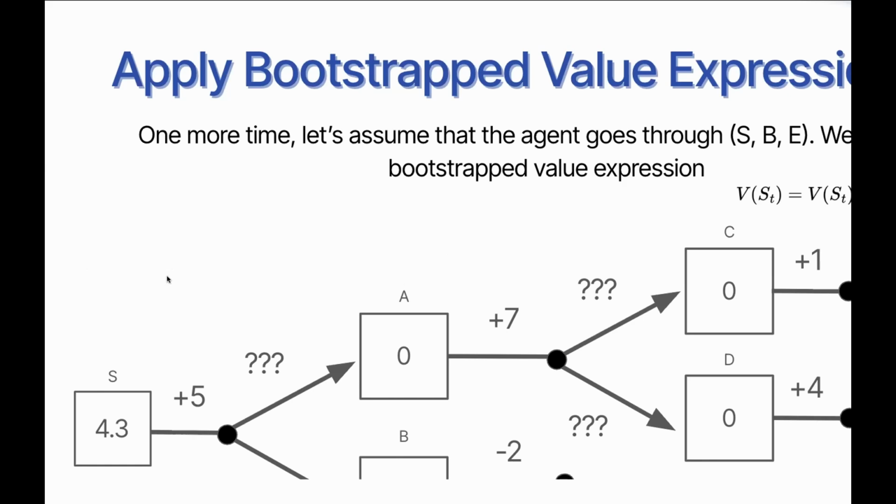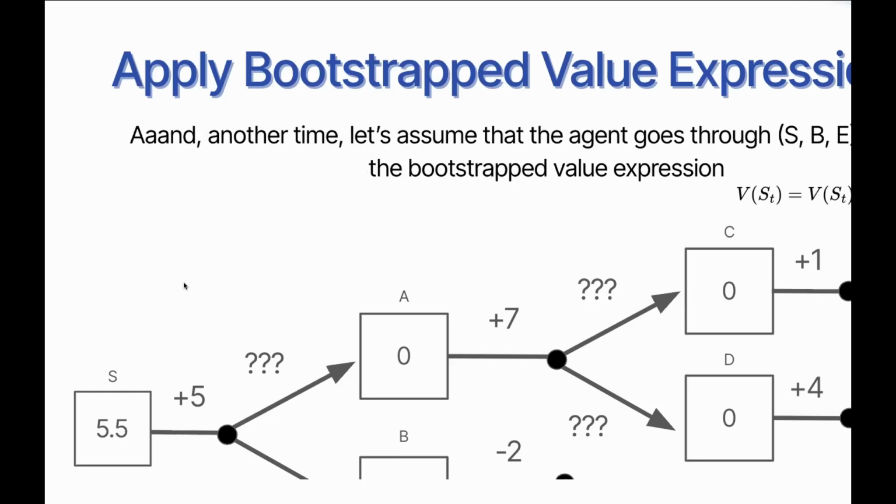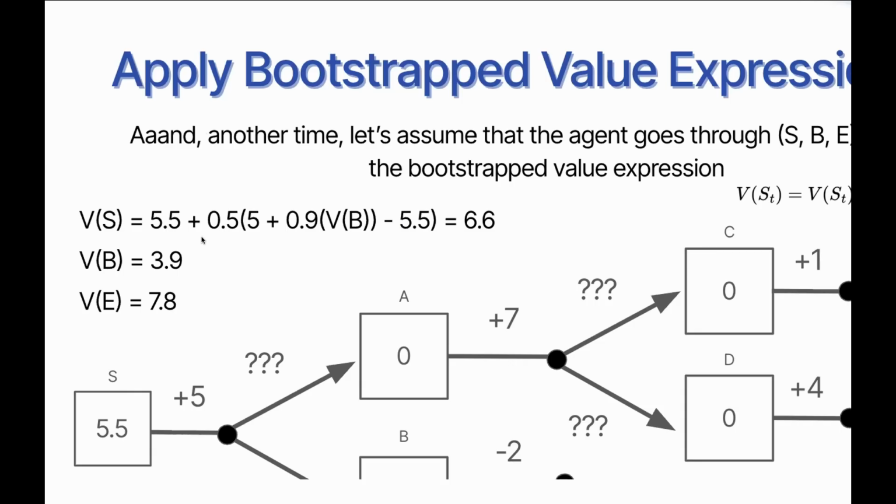Let's do it one more time. You do it again, 4.3, and so on. I'm not going to go through this. You apply the temporal difference update and get these numbers again. Let's do one more time. I know this is getting old, but I think this is the last one. You do it again, 5.5, whatever, and you get these numbers.